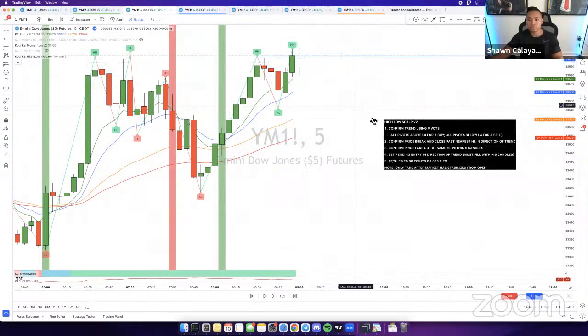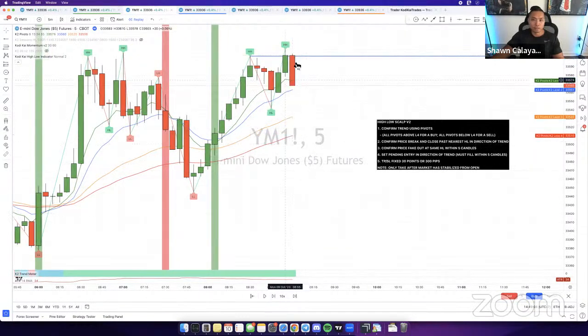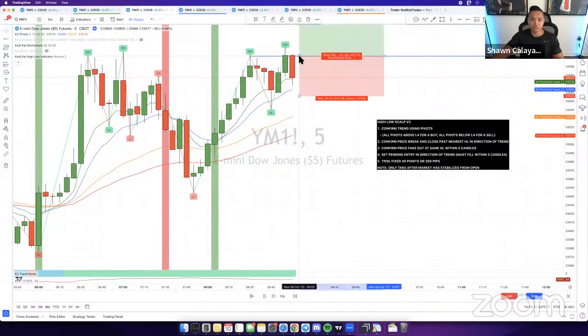That's step 2. Step 3, confirm price fakes out within the first 5 candles. Again, the 5 candle requirement doesn't matter because this is the 5 minute time frame. You can see this candle right here fakes out. So price breaks past it, fakes out right here, and what happens next? You set your entry right there.